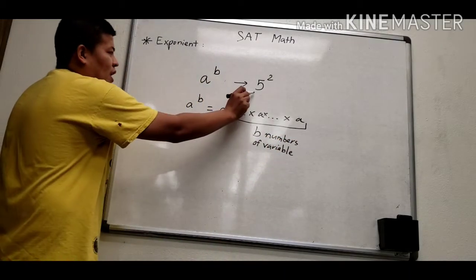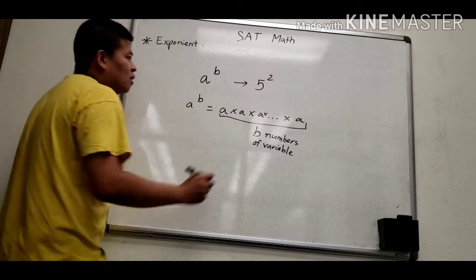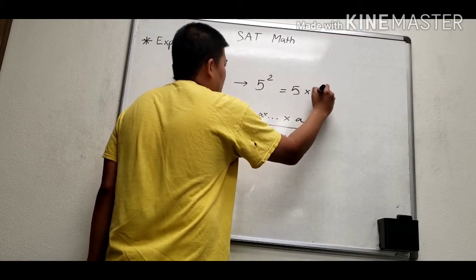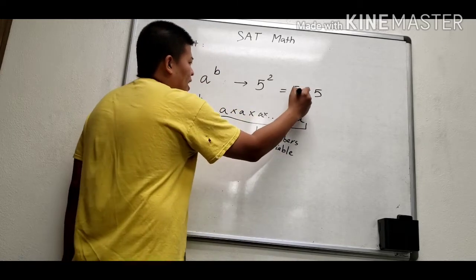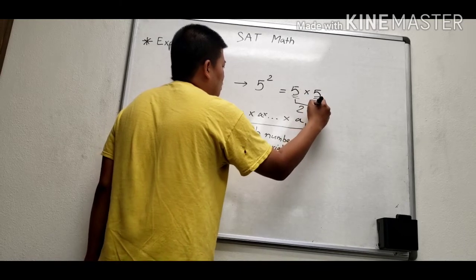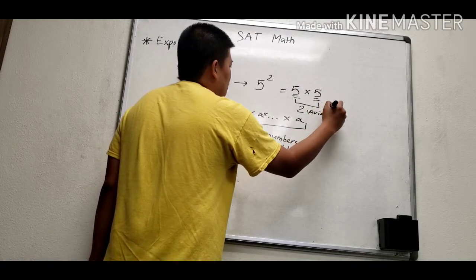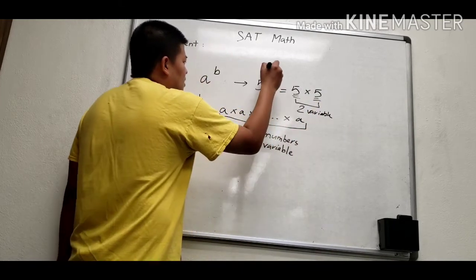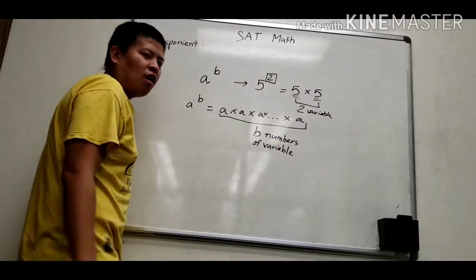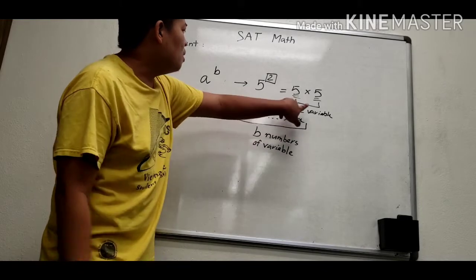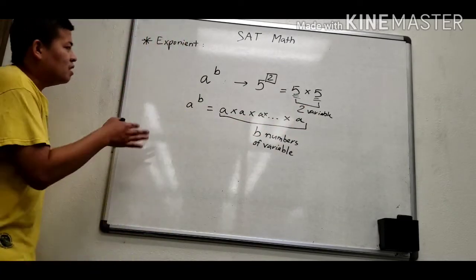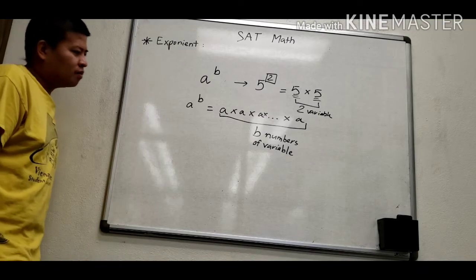For example, we have 5 power 2. We have 5 multiplied by 5. We count that there are 2 numbers, because the number 2 here represents 2 numbers multiplied together. That's the basic of the exponent.